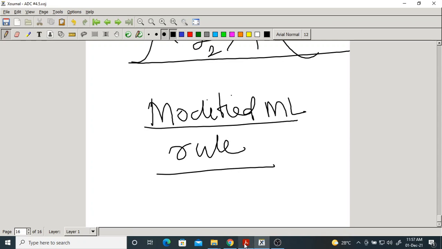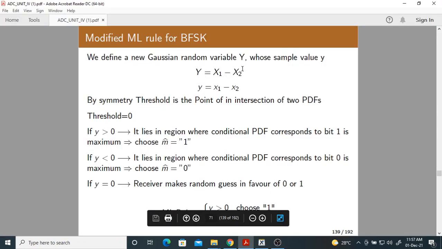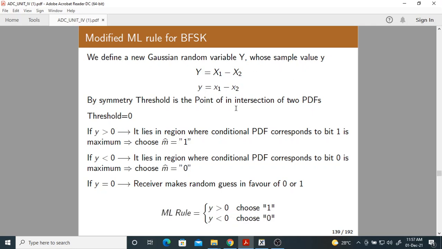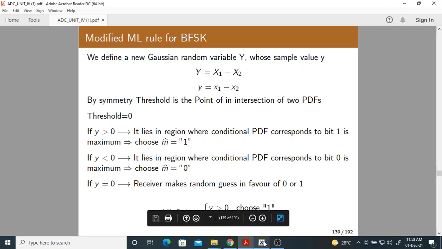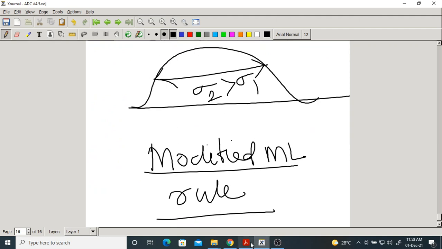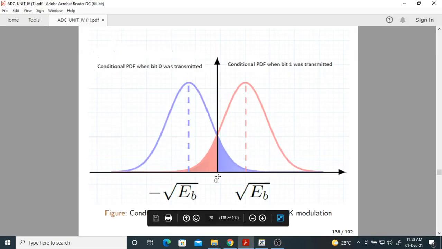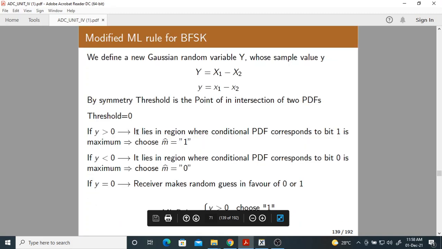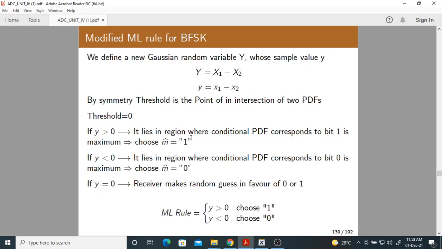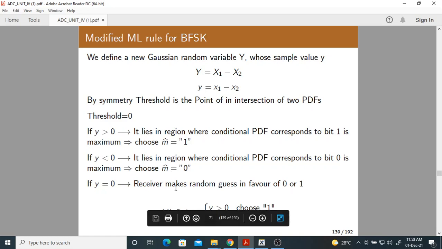Okay, modified ML rule. So we have defined a new Gaussian random variable y, whose sample value y is something like this. By symmetry, from this graph, the curves intersect at the origin. So the threshold is 0. If y is more than 0, it lies in the region where the conditional PDF corresponding to bit 1 is maximum, so we choose m cap equal to 1. When y is less than 0, we choose m cap equal to 0. When y equal to 0, just like that.